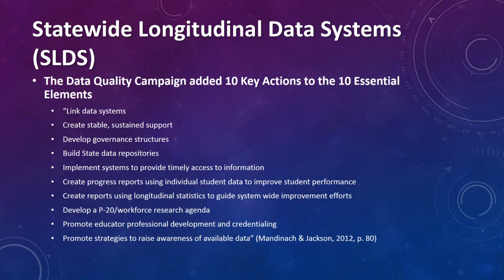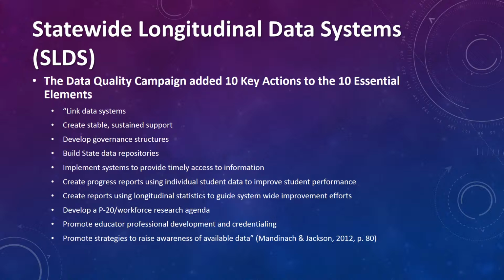In 2011, the Data Quality Campaign, who monitor the SLDSs, added 10 key actions to the 10 essential elements. So now there are 20 things that states are looking to fulfill for their SLDSs. The Data Quality Campaign would like to see linked data systems. They would like states to create stable, sustained support.